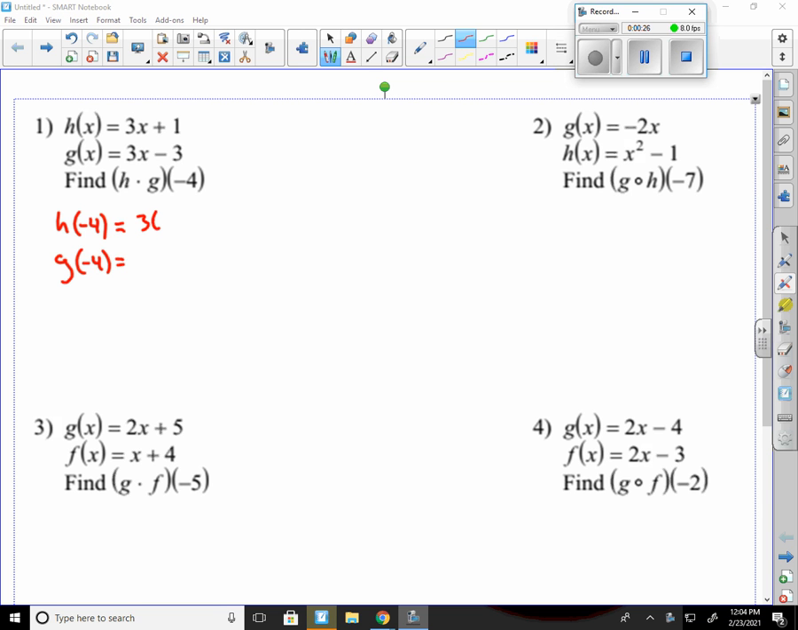3 times negative 4 plus 1. 3 times negative 4 minus 3. That's going to give me negative 11. This is going to give me negative 15. Negative 11 times negative 15. Everybody knows that's a positive 165. Done.